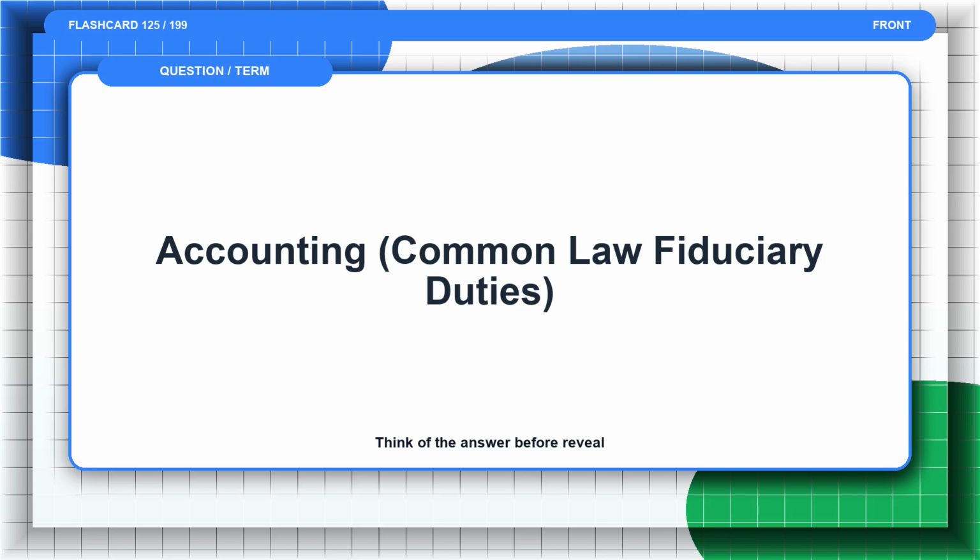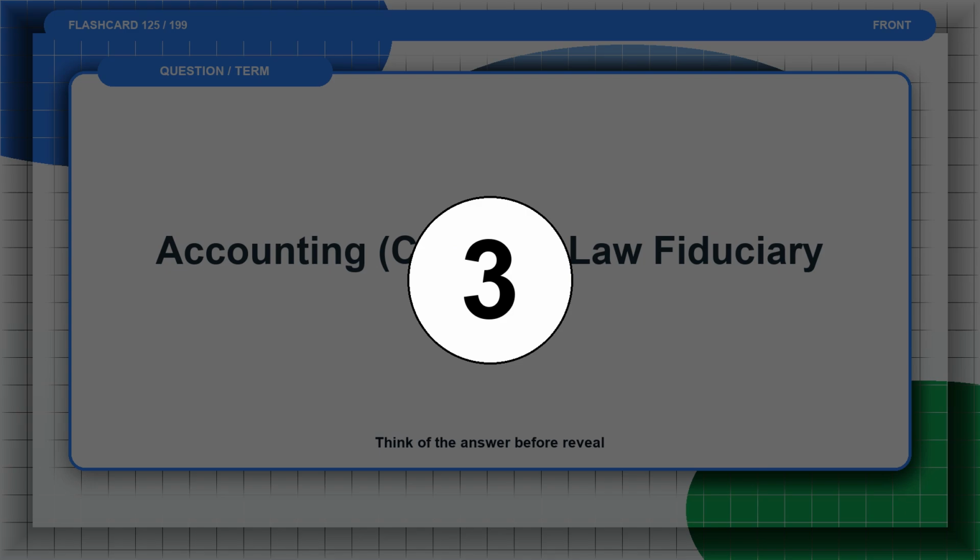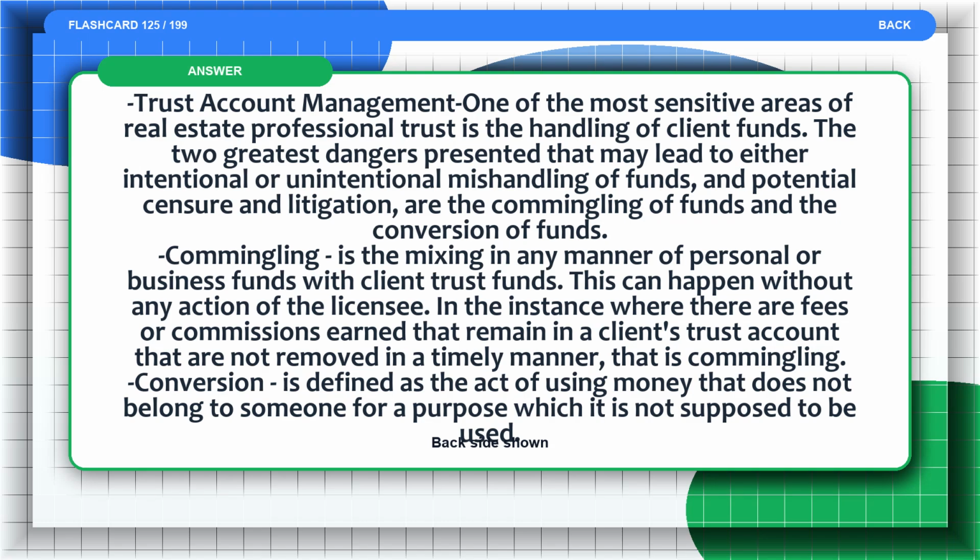Flashcard 125. Accounting Common Law Fiduciary Duties. Pause and think of the answer before the reveal. The answer is trust account management. One of the most sensitive areas of real estate professional trust is the handling of client funds. The two greatest dangers presented that may lead to either intentional or unintentional mishandling of funds and potential censure and litigation are the commingling of funds and the conversion of funds.